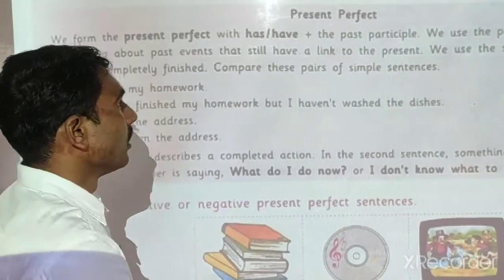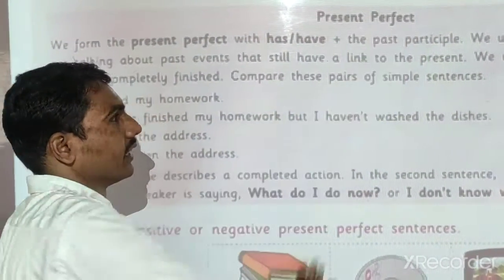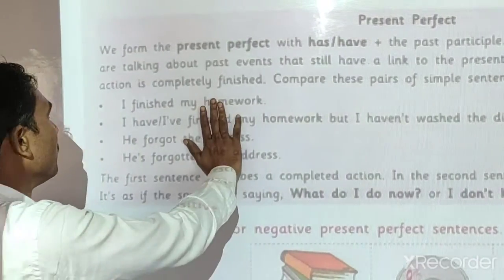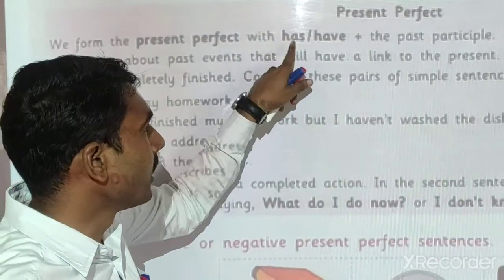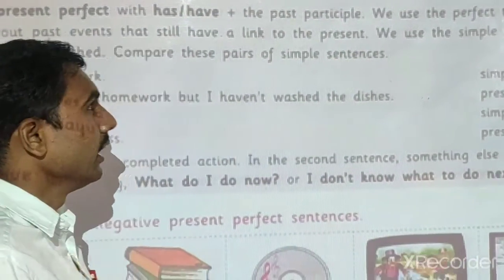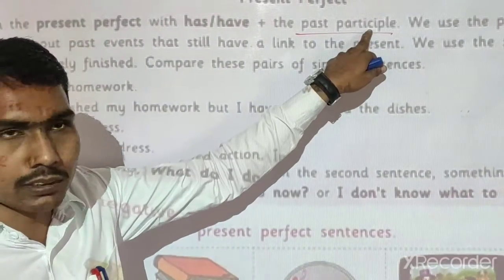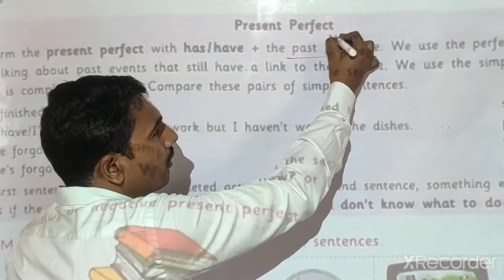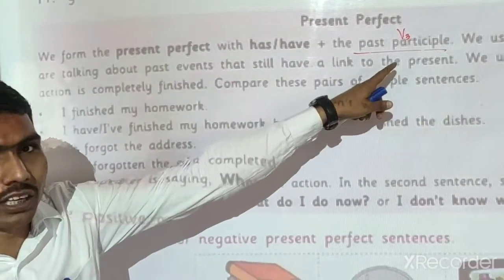Today we are going to learn the remaining part of 14th lesson. Present perfect tense. Dear students, look here. We form the present perfect with has or have plus past participle. In last period we had learned what is meant by the past participle. That means verb third form. Verb third form is called past participle.